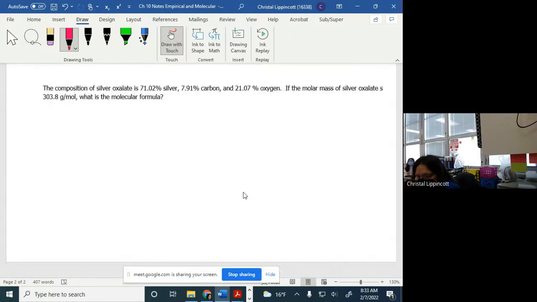All right, one more. Silver oxalate. You want to know what its molecular mass is? We're going to convert these into grams. I got 7.91 divided by 12 and 21.07 divided by 16. Oh, wow, silver's a hefty one. Yeah, it's a heavier metal.